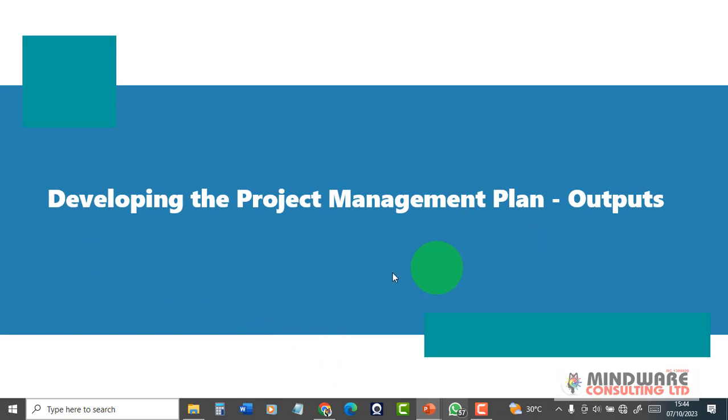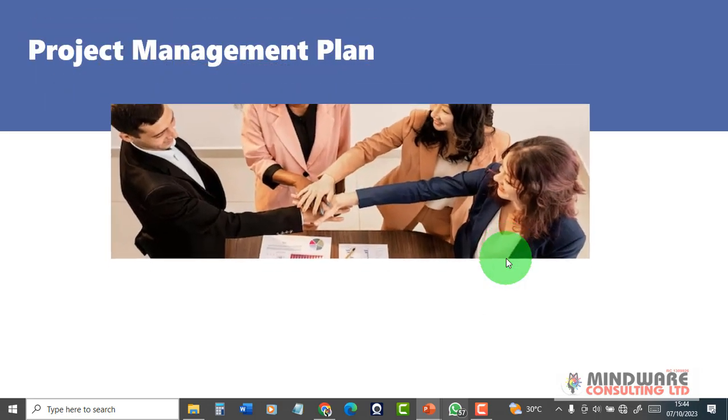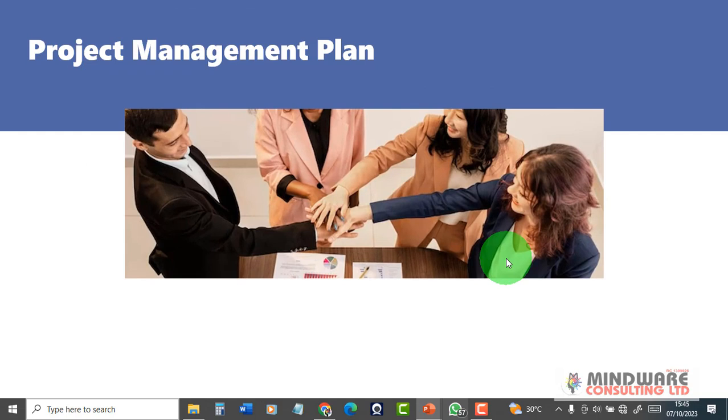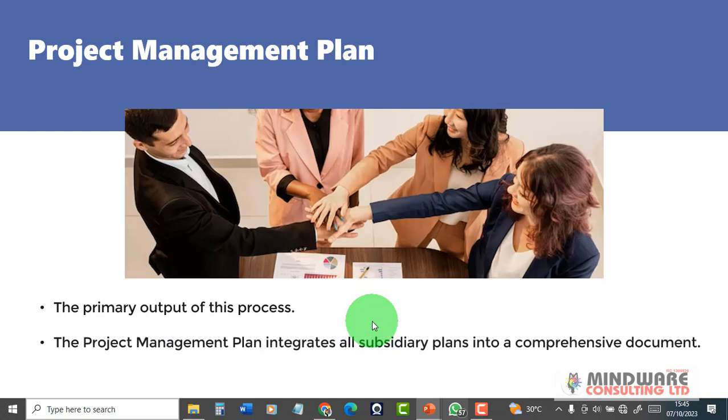Now let's look at the outputs of developing the project management plan. Of course, what else do you expect? The main output is the project management plan itself. After all is said and done, everyone is in alignment, everyone is in agreement, all the subplans have been put together. At the end of the day, you now have your project management plan in place. Of course, it's the primary output of the whole process.